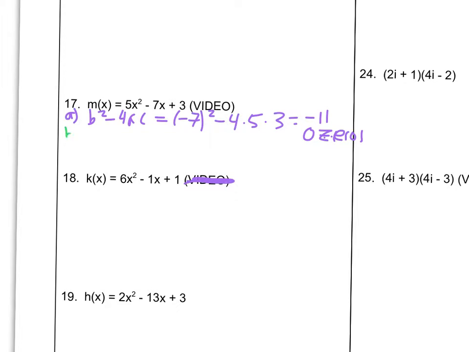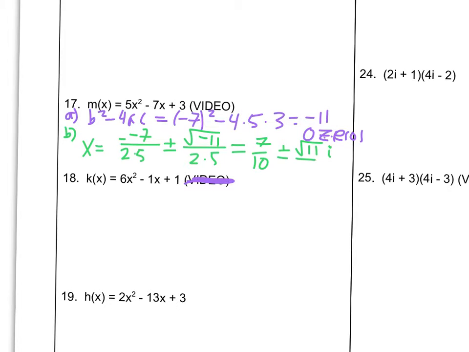Quadratic formula, that's part B. So x equals negative 7 over 2 times 5 plus or minus square root of negative 11. We already calculated that over 2 times 5. Again, negative 7 would be 7 over 10 plus or minus. And let's pull an i out of this, so square root of 11, i, make it positive, and that's over 10.